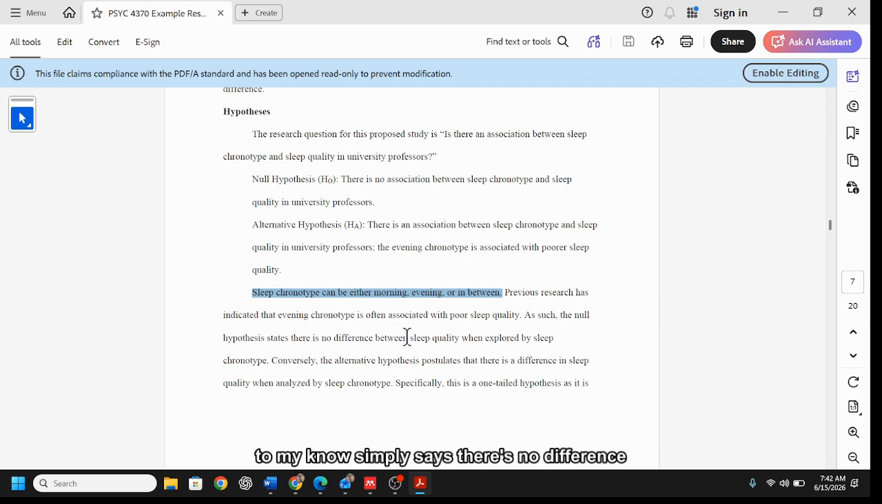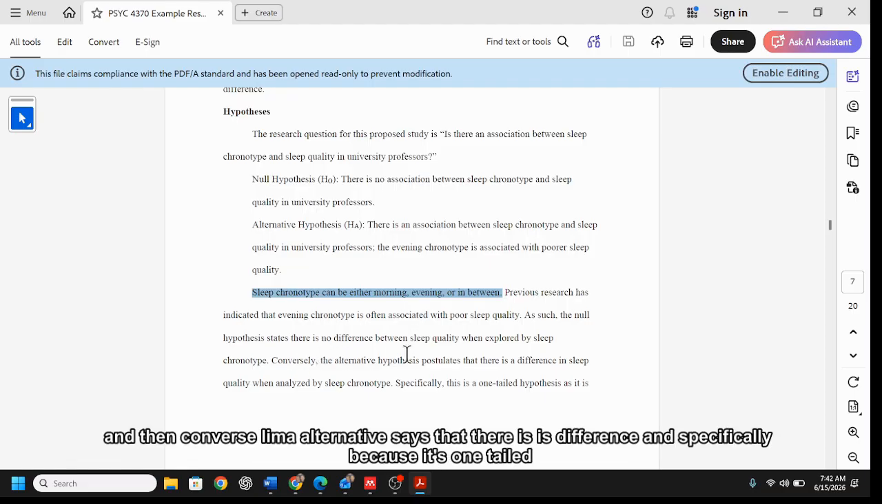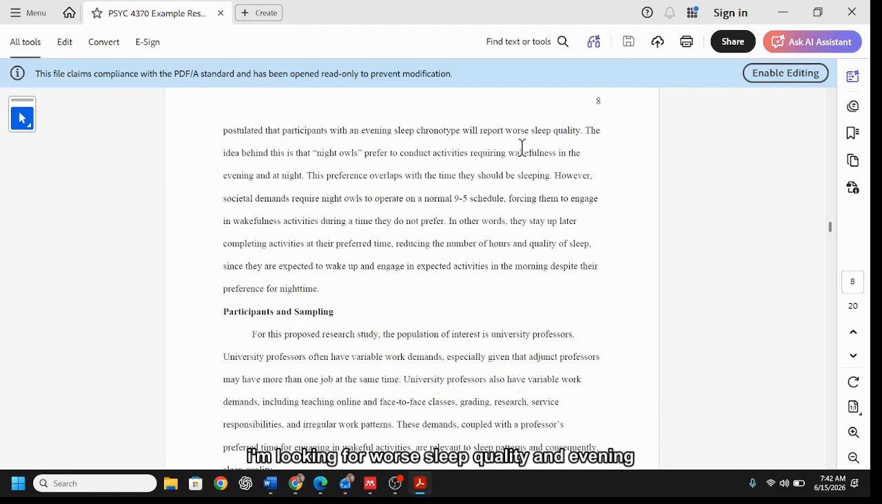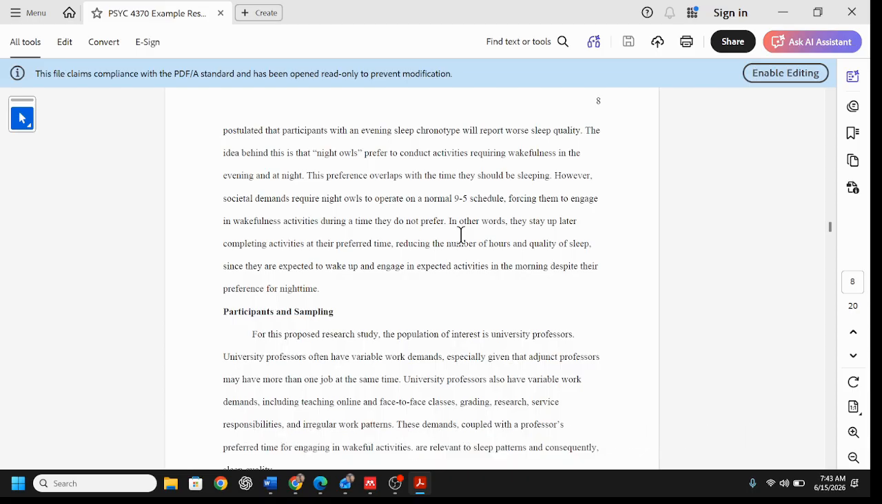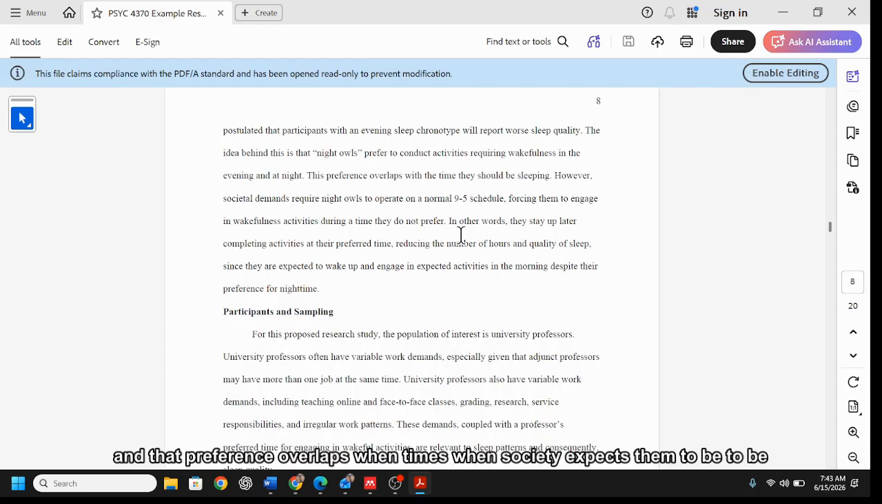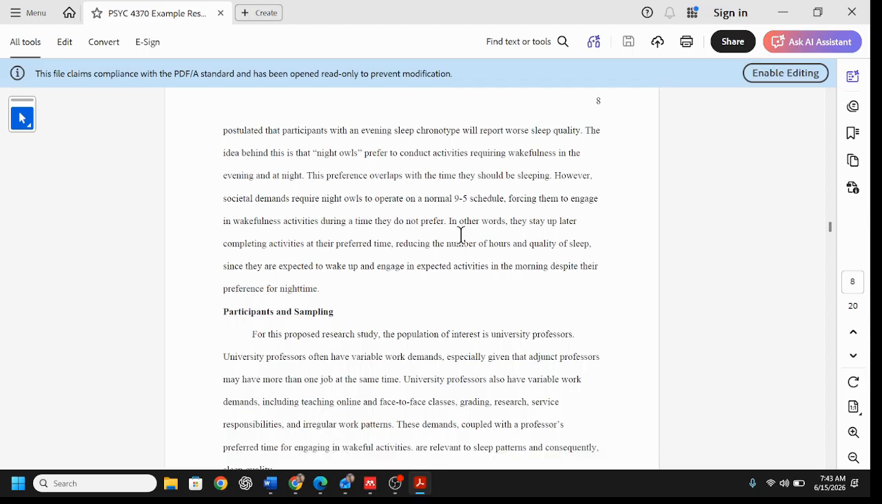So my null simply says there's no difference. And then conversely, my alternative says that there is a difference, and specifically because it's one-tailed, I'm looking for worse sleep quality in evening chronotypes. And then I explain why. The idea behind that is that a night owl prefers to work at night, and that requires them to be awake in the evening and night. And that preference overlaps with times when society expects them to be sleeping.